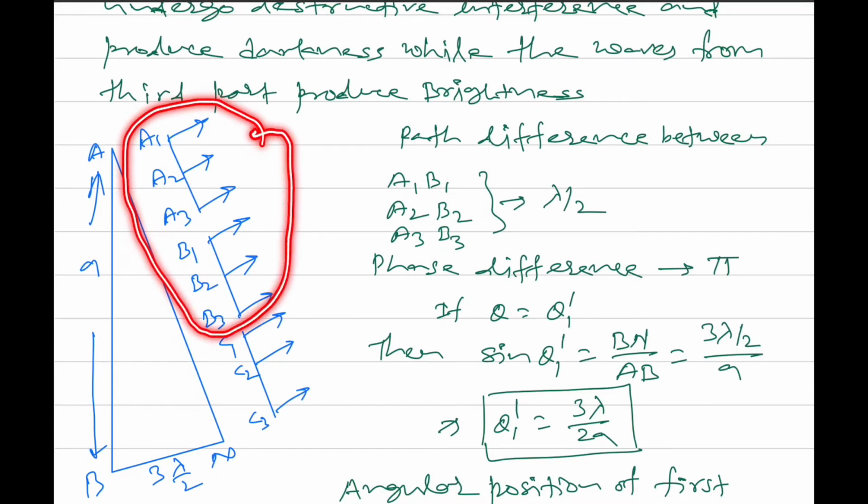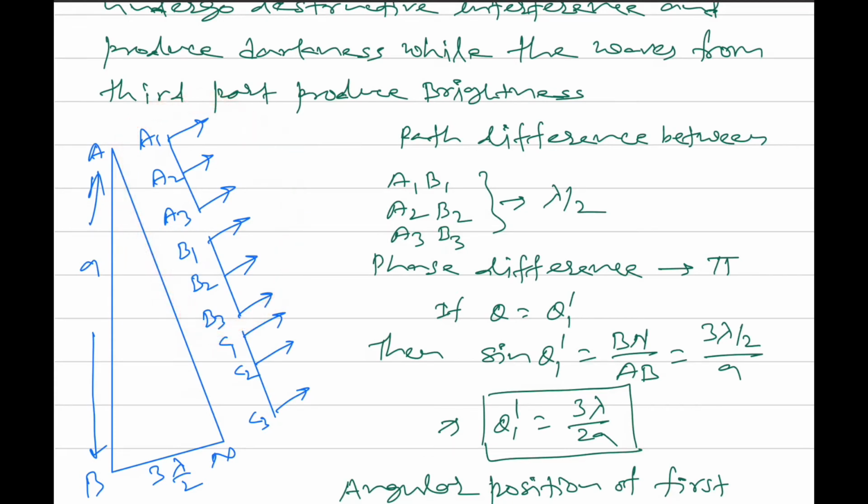So path difference between the waves originating from A1 and B1, A2 and B2, and A3 and C3 would be lambda by 2. If we start from the bottom end, then the two pairs would be like this: B1, B2, B3 and C1, C2, C3. So path difference between B1, C1, B2, C2 and B3, C3 would be lambda by 2.